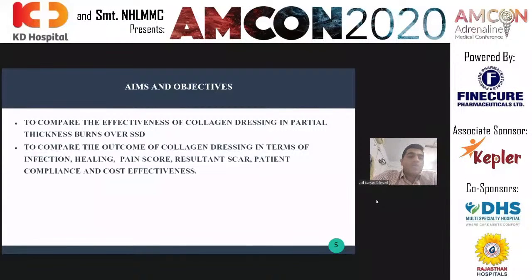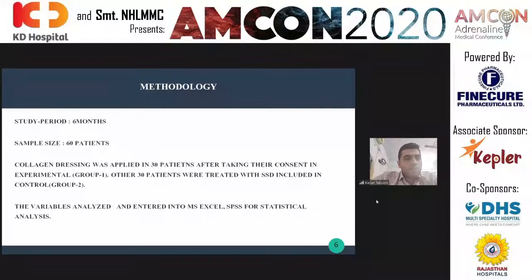The aim of this study is to compare effectiveness of collagen dressing in partial thickness burns over SSD, and also to compare the outcome of dressing in terms of infection, healing, pain score, resultant scar, patient compliance, and cost effectiveness. I have included 60 patients in this study in the span of 6 months presenting to Sri Krishna Hospital. Collagen dressing was applied in 30 patients after taking their consent, and the other 30 patients were treated with SSD dressing.